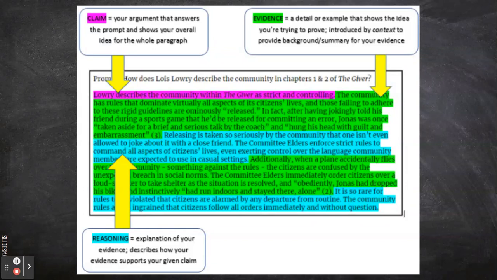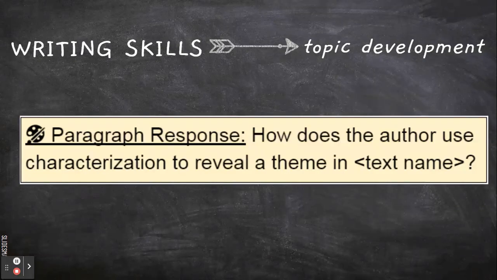So you need to explain your first piece of evidence with blue before you move on to your second piece of evidence. So if I look at your paragraphs, I should see 2 separate sections of green and 2 separate sections of blue, as you see here. What you're looking at here is the question you will get on the common assessment itself. This is it. Paragraph response. How does the author use characterization to reveal a theme in the text?